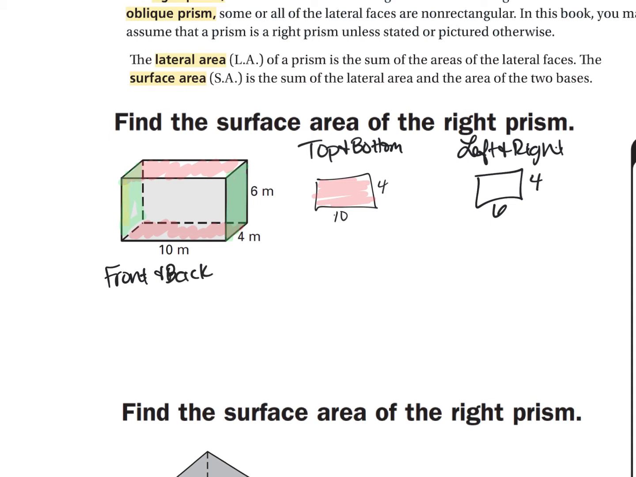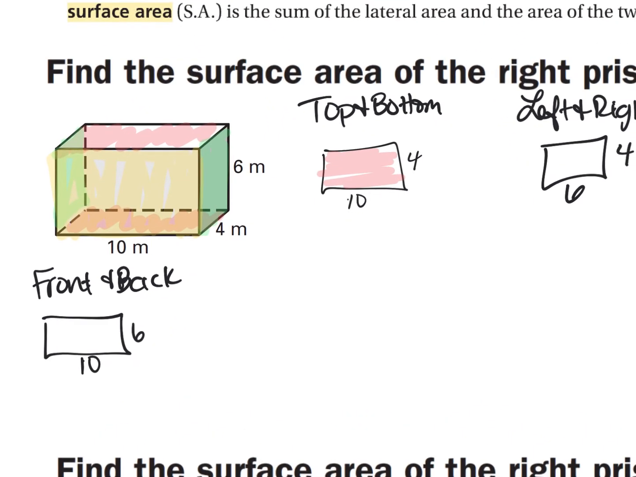Okay, so this might get a little crazy. That's okay. So it's this side. And then I'm not going to shade the back because it's kind of hard to see because they're overlapping. So front and back is also a rectangle that looks like that is a 10 by 6. Okay, so now let's find the area of each one of these pieces.